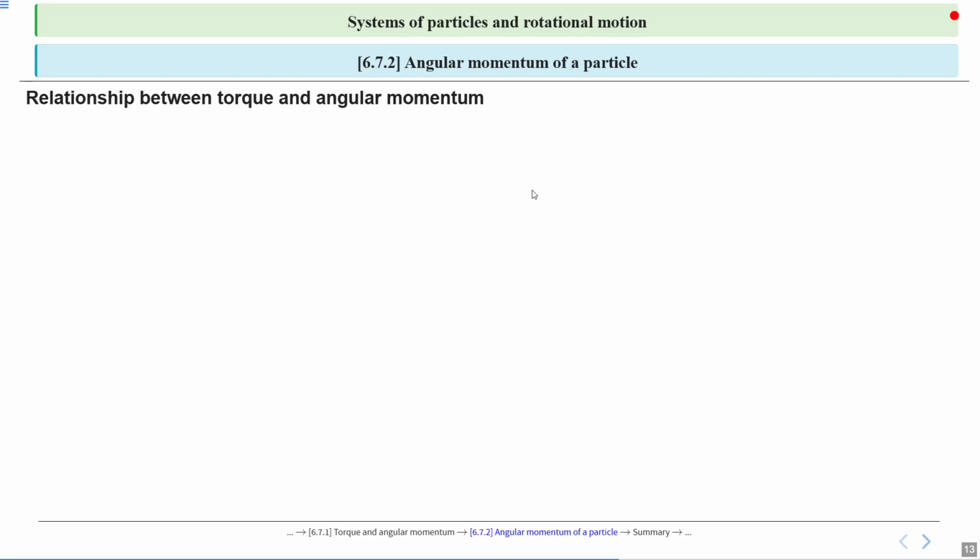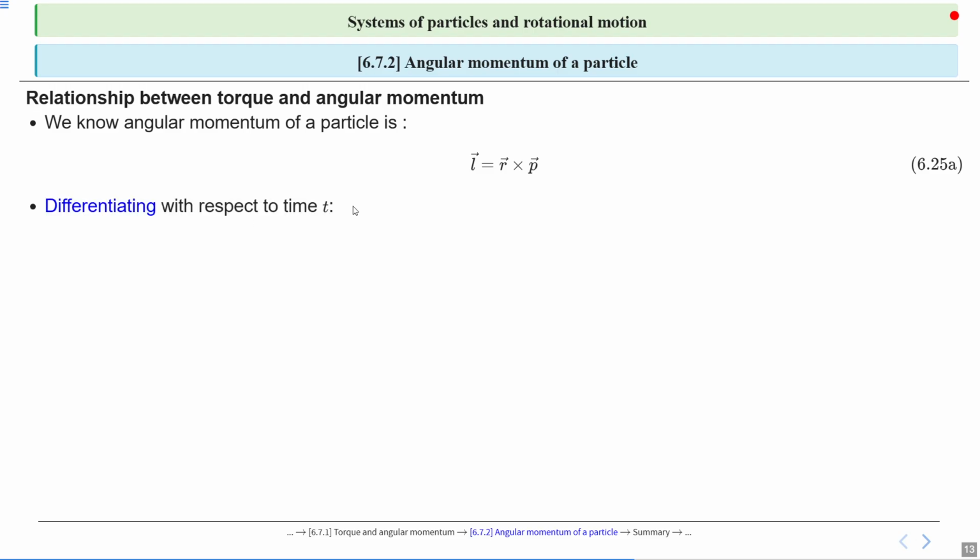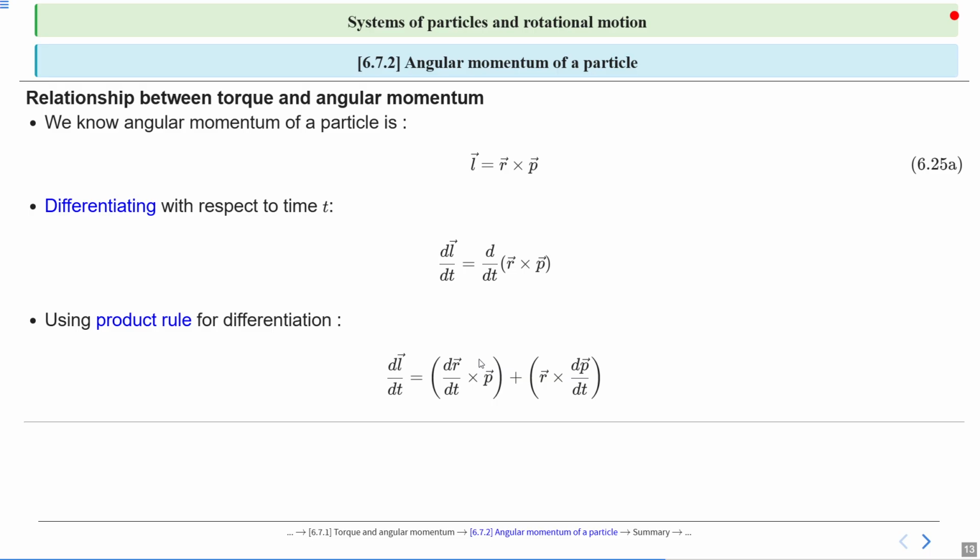Now we will discuss the relationship between torque and angular momentum. We know the angular momentum of a particle is L = r × p. The next steps are very simple, because in this section we discuss only mathematical terms. Differentiating with respect to time t, dL/dt = d(r × p)/dt. Using the product rule for differentiation, dL/dt = (dr/dt) × p + r × (dp/dt).